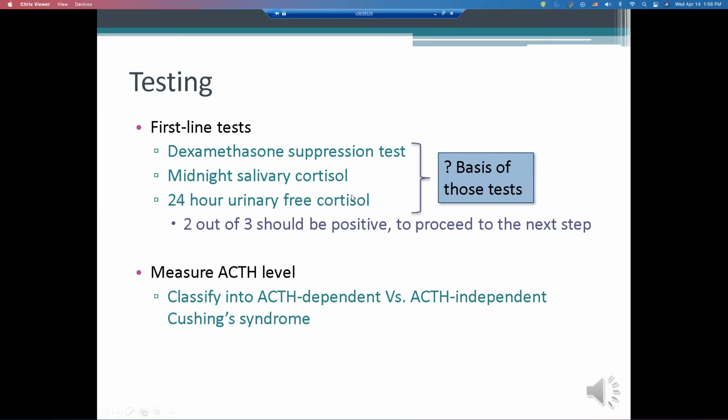What about the next step? After you have 2 positive screening tests, you move on to measure ACTH. Now, ACTH level can distinguish between ACTH-dependent Cushing syndrome versus ACTH-independent Cushing syndrome. So now I want to hear from the audience. Who knows of a type of ACTH-dependent Cushing? Give me an example of an ACTH-dependent Cushing.